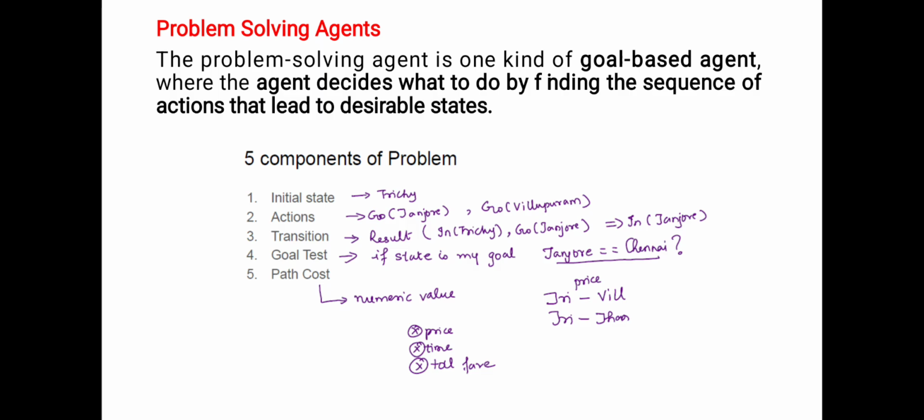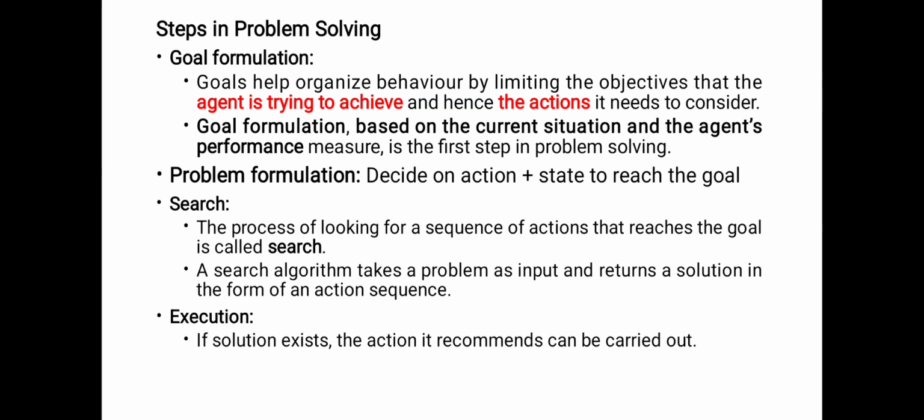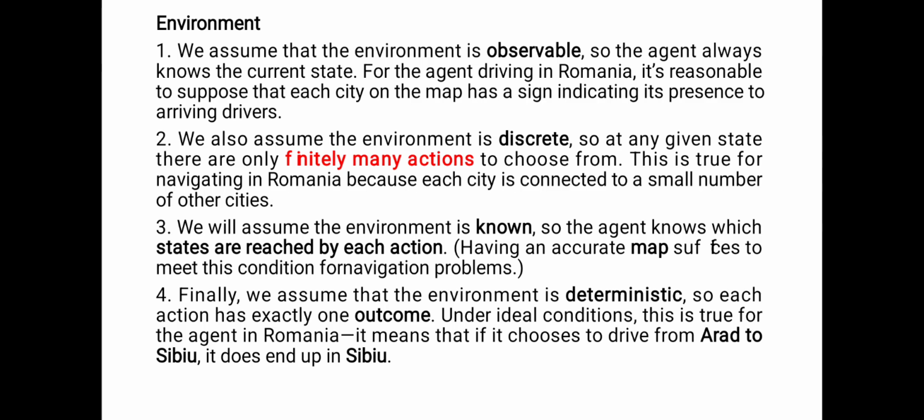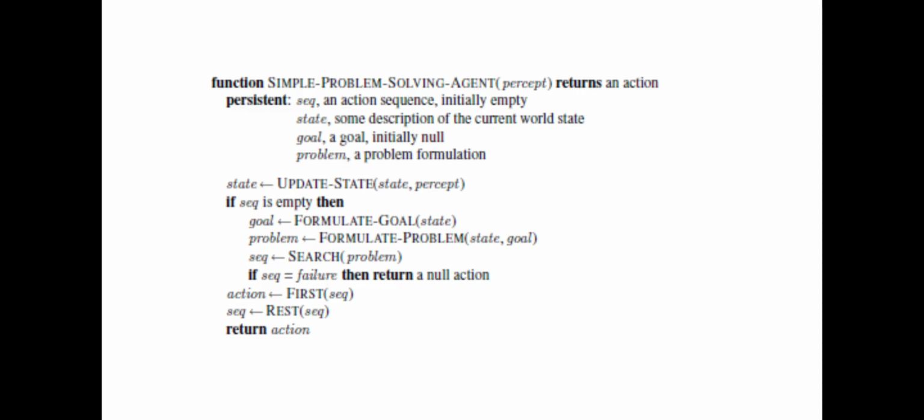Problem solving agent is a kind of goal-based agent where the agent decides what to do by finding the sequence of actions that lead to desirable states. The five components of the problem-solving agent are initial state, action, transition, goal test, and path cost. For example, if we take an automated car tour agent in Tamil Nadu, the task is to book a ticket from Delhi to Chennai on Monday. It has to avoid redundant places, cover maximum places, enjoy local food, etc. The steps in problem solving are goal formulation, problem formulation, then search, execution, environment, and the steps to reach the goal. This is the pseudocode for that.